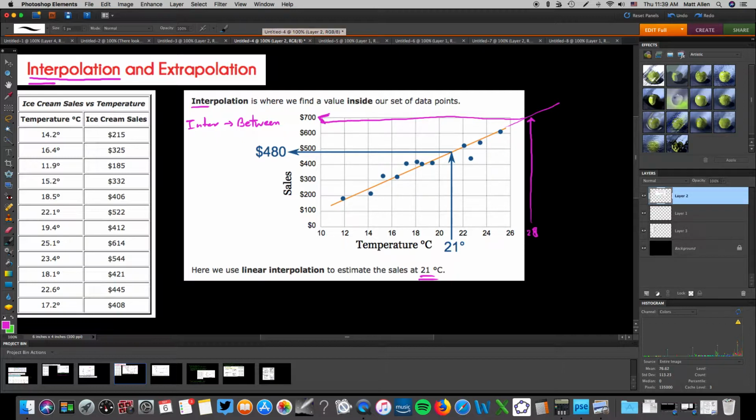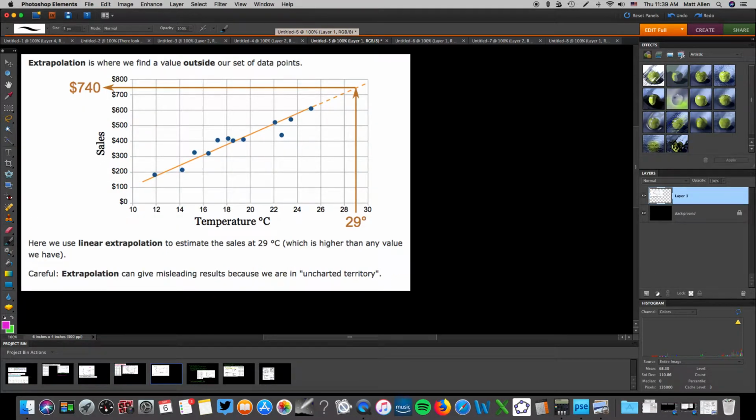And so because this is outside of our data set here, we're going to refer to this as extrapolation. Extrapolation is where we find a value outside of our set of data points using our line of best fit. As an example, at 29 degrees, if this trend is to continue beyond the data, then our 29 degrees would intersect our line here, and as we trace that over, we could estimate maybe around $740 worth of income. You'll notice it says here we use linear extrapolation to estimate the sales at 29C, which is higher than any value we have.